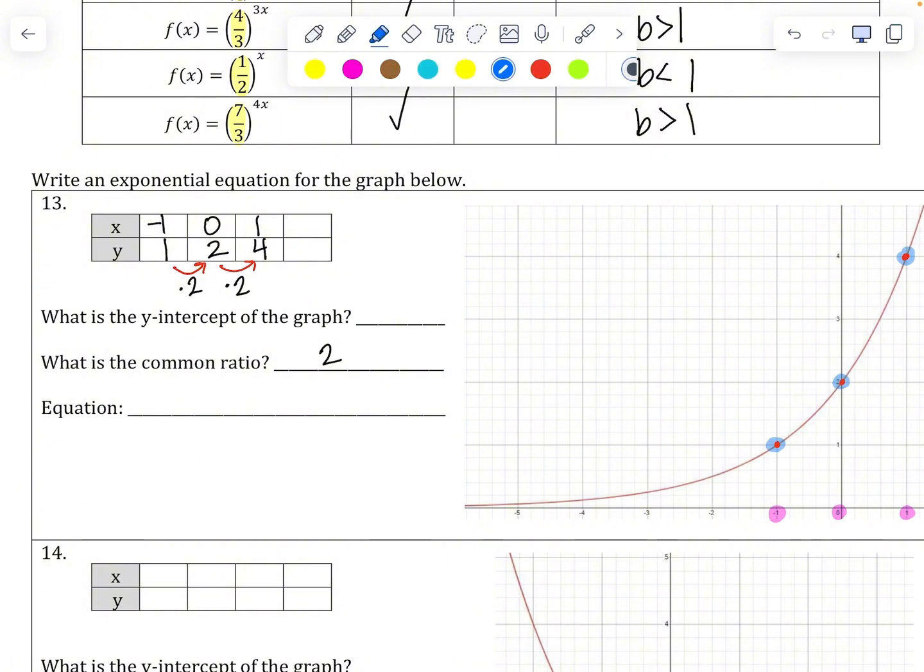What is my y-intercept then? 2. It's given to you. It's at 2. Can someone give me the equation for this? Y equals 2 times 2 to the power of x. Very good job. Excellent.